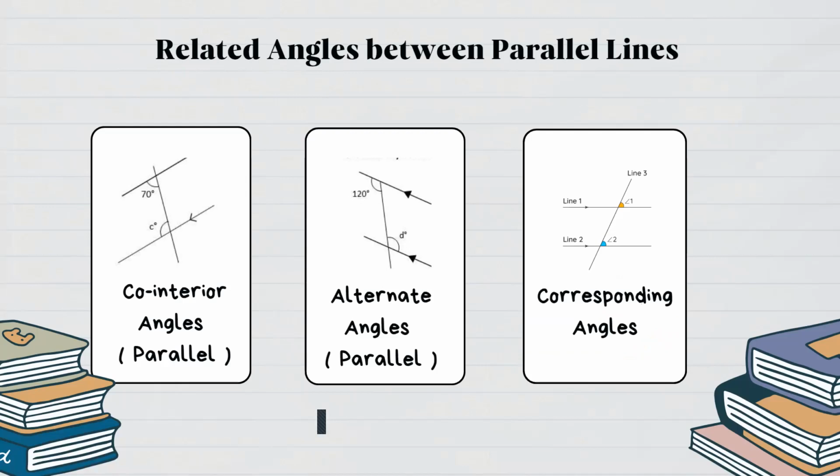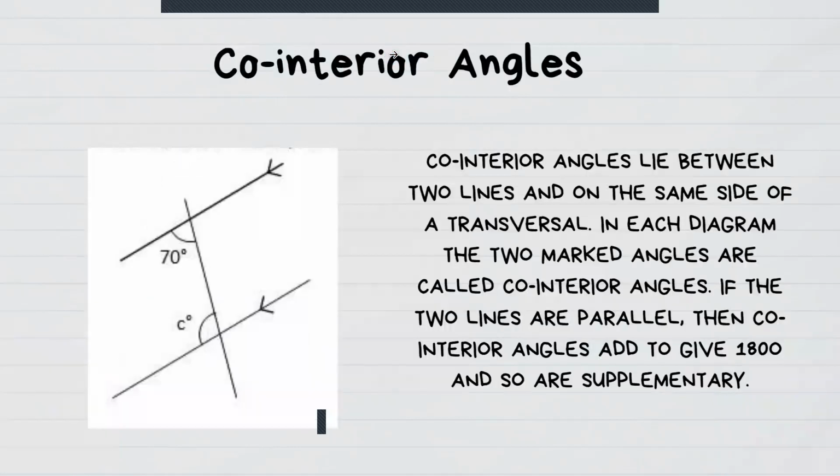Here are some of the related angles between parallel lines. We have co-interior angle, alternate angle, and corresponding angle. I'll be talking about the co-interior angles in detail. A co-interior angle lies between two lines and on the same side of the transversal. In each diagram, the two marked angles are called co-interior angles.